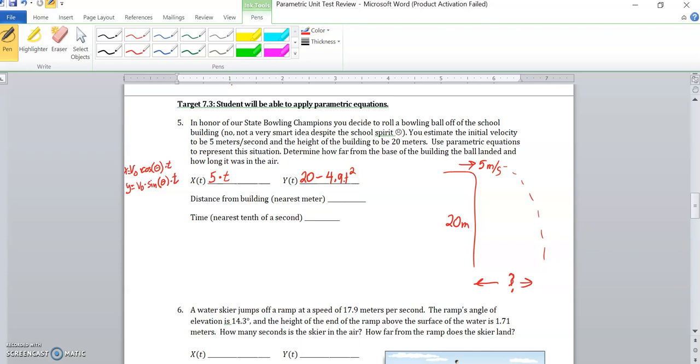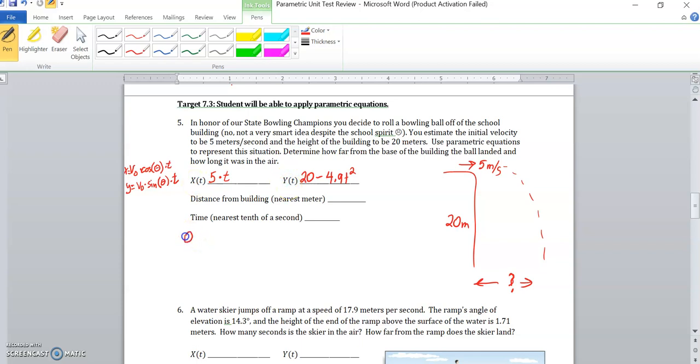So we have our two equations. In the x direction, we can figure out how far we've gone based on our time. And the same thing with our y direction: we know how far it's dropped based on time. So in order to find the time to the nearest tenth of a second, we don't know how far away it landed, so we can't say what x is per se, but we know that eventually y becomes 0.